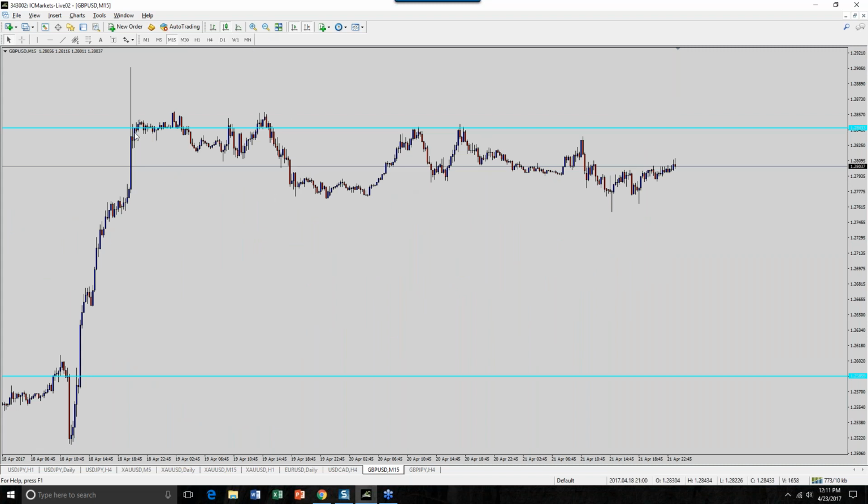Right away, we've been consolidating. You can see we've been consolidating for almost a whole week. In my 15-minute frames, here you go.